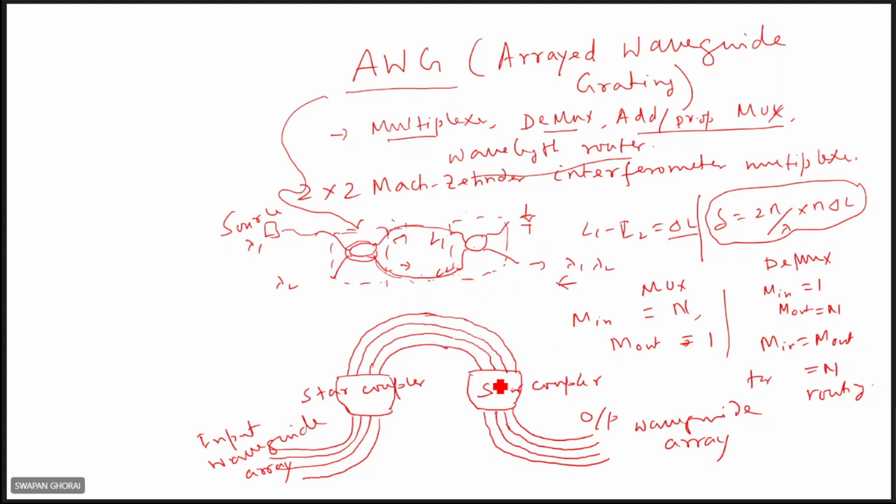You can see here there are two star couplers, and in between them different Mach-Zehnders. These waveguides can also be optical fibers.